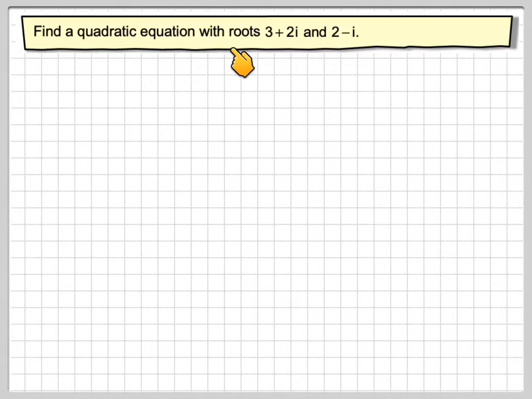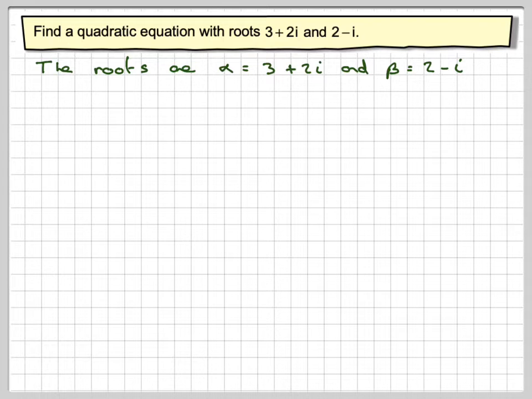Find the quadratic equation which has roots 3 plus 2i and 2 minus i. So here we got complex roots. So alpha will be 3 plus 2i and beta is equal to 2 minus i.